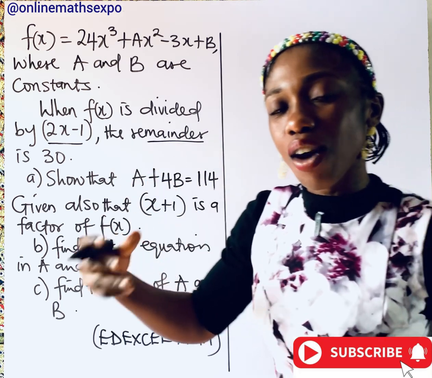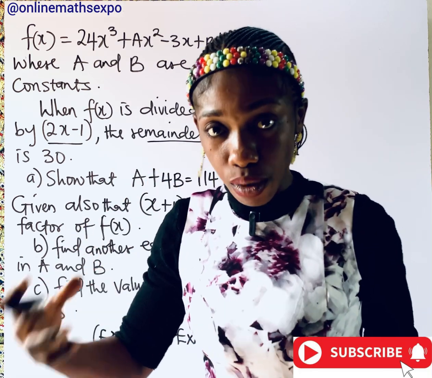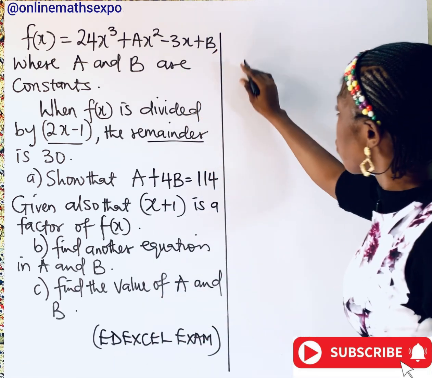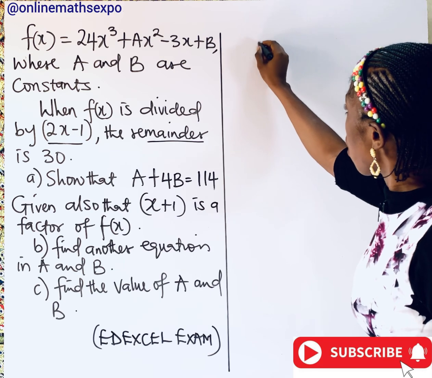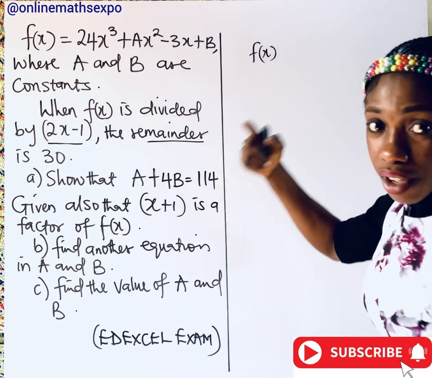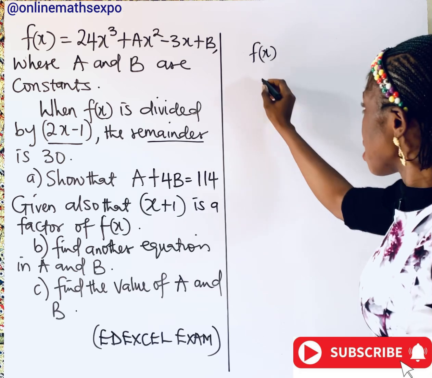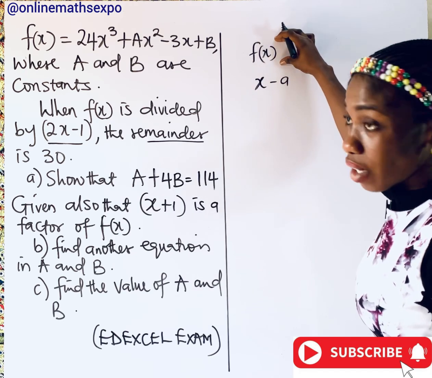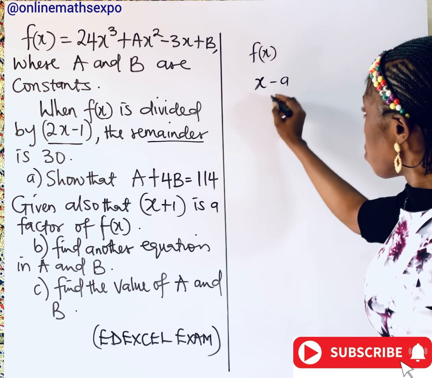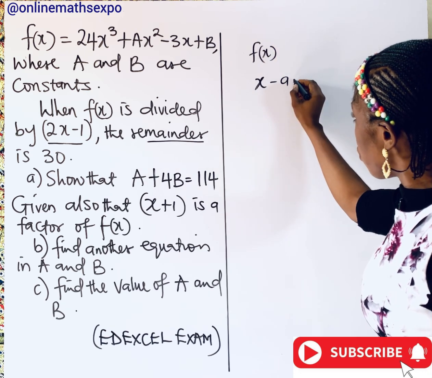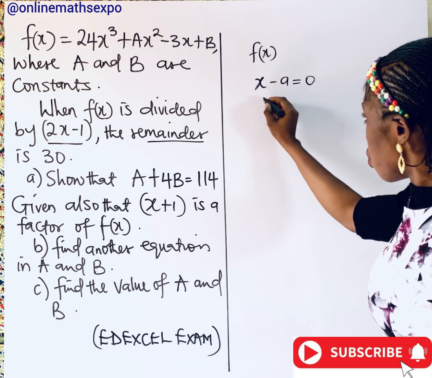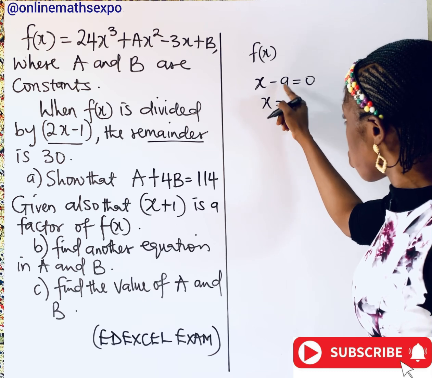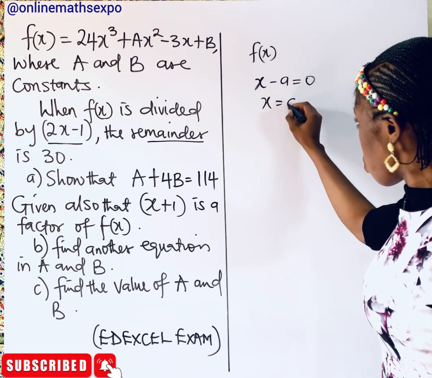Now, when you hear that word, the remainder, you remind yourself of the remainder theorem. And what does the remainder theorem say? It says that if you are given a function of x, and this function of x is divided by, let's say, x minus a, then if you equate this divisor to 0, you get the zero of this divisor. So x will now be equal to, add a to both sides, x will be equal to a.